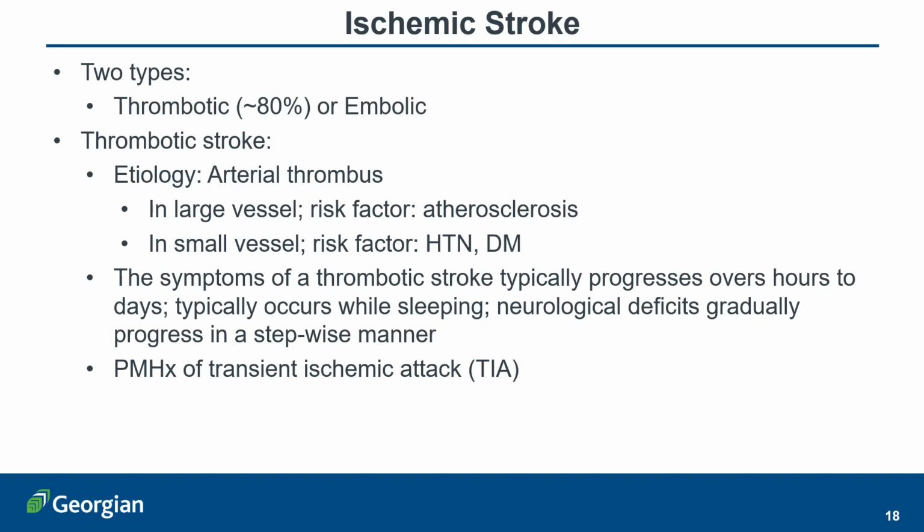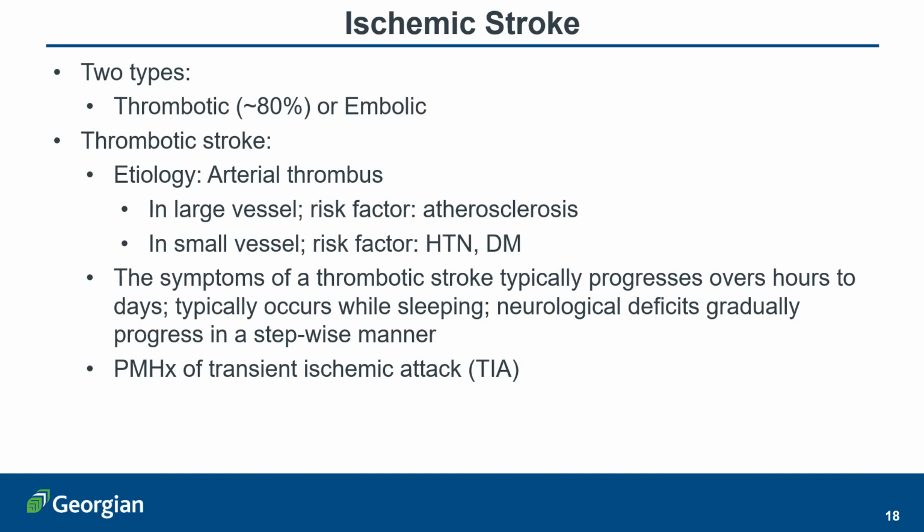Let's discuss ischemic strokes in more detail. There are two types of ischemic strokes: thrombotic strokes, which make up 4/5 of all types of ischemic strokes, and embolic strokes. A thrombotic stroke is when an arterial thrombus forms in a large vessel, in which case the risk factors are atherosclerosis, or in a smaller vessel, in which case the main risk factors are hypertension and diabetes mellitus.